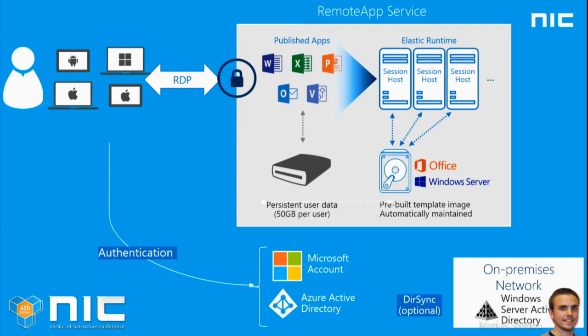And users authenticate with either their Microsoft account or Azure Active Directory account, or they can use their integrated Active Directory user credentials after we've set up a hybrid identity connection. So for instance, if we have a customer that already uses Office 365 and they have a synchronization between their on-premise Active Directory and Azure Active Directory, they can also provision RemoteApp and use the same credentials if they want to.